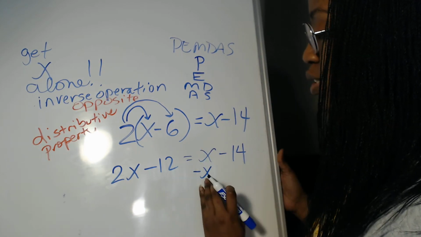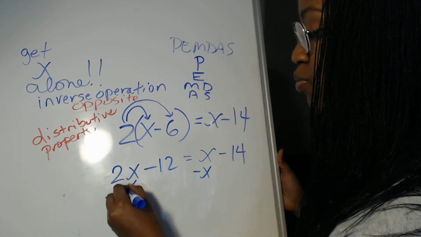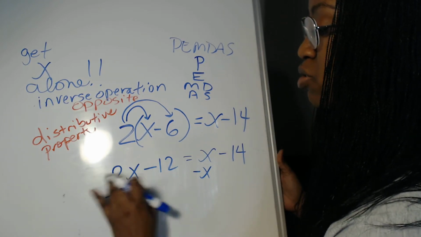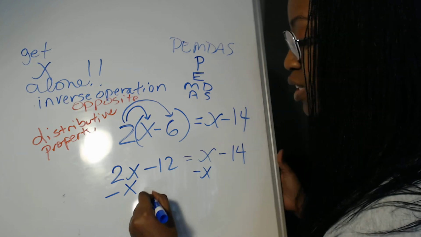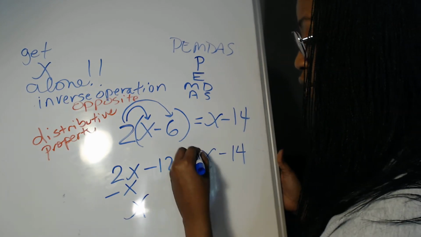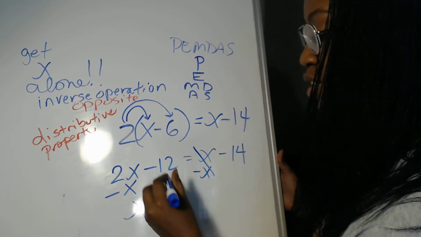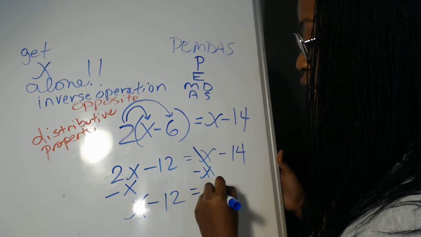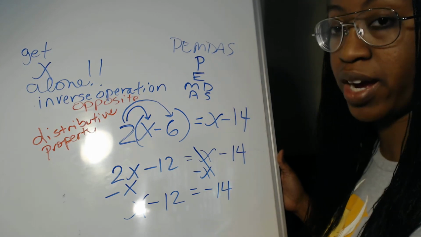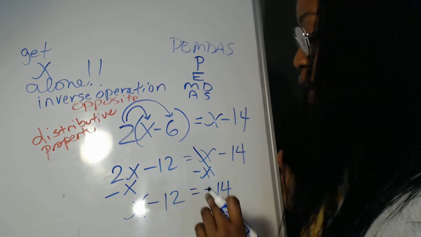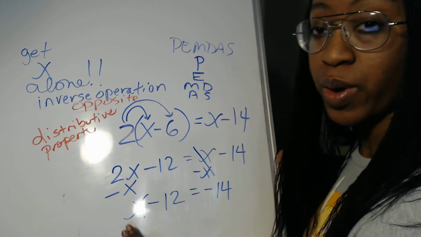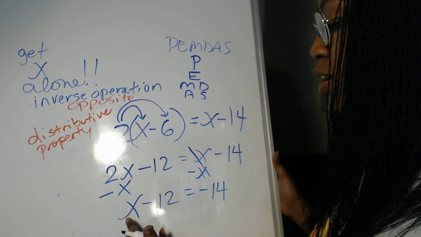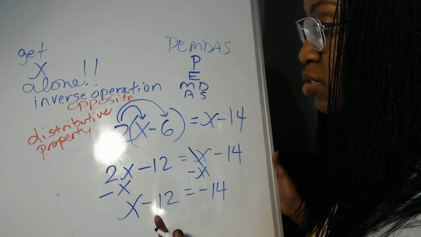So whatever you do on one side, you do to the other. I'm going to put it right here where this x is. Alright, so 2x minus x gives us x. And it's canceled out on this side. So we're bringing this down. x minus 12 equals negative 14. Okay? And now we almost have the value of x. We're still kind of working with it. x is not alone yet still.